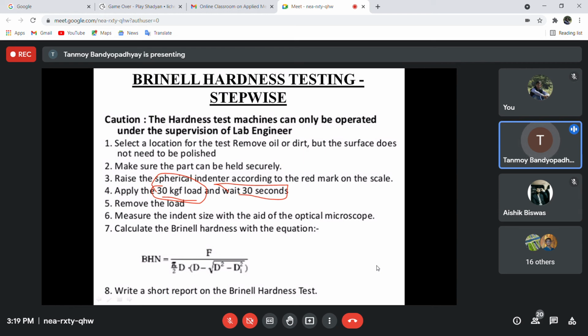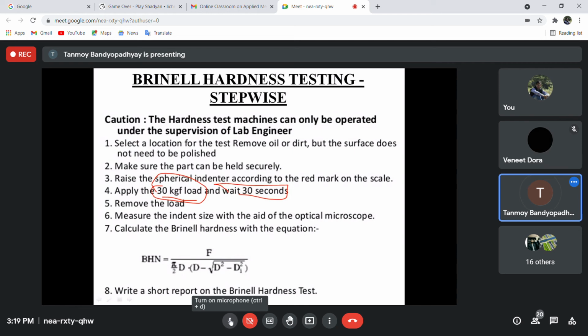So this 30 seconds, that's a dwell time. So why is the dwell time given? Why am I waiting for 30 seconds? I am applying the load and I am waiting for 30 seconds.